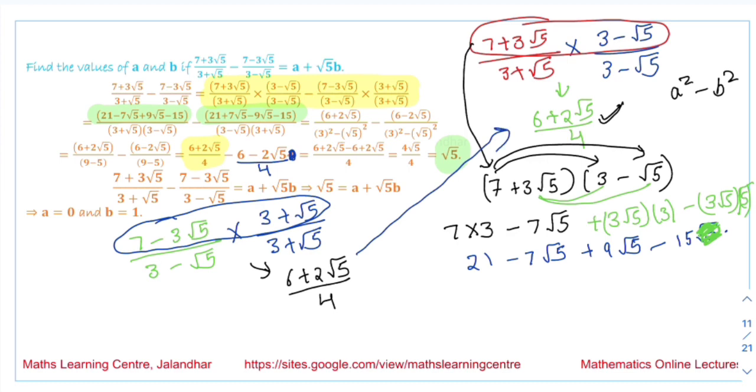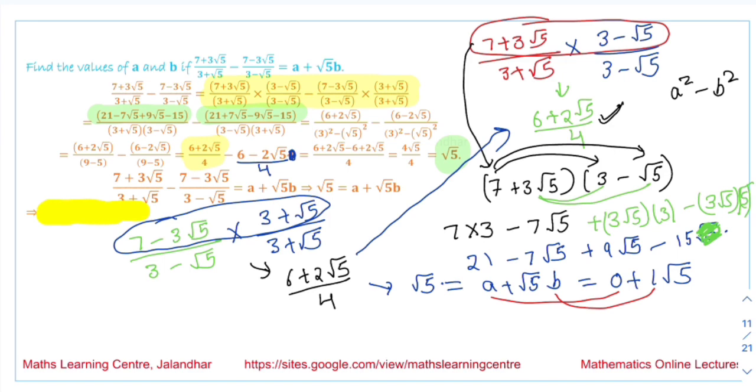When you subtract these two terms, the final answer you get is square root of 5. And when we compare it with a plus square root of 5 b, it is 0 plus 1 into square root of 5. So a is 0 and b is 1. So the answers are a equals 0 and b equals 1.